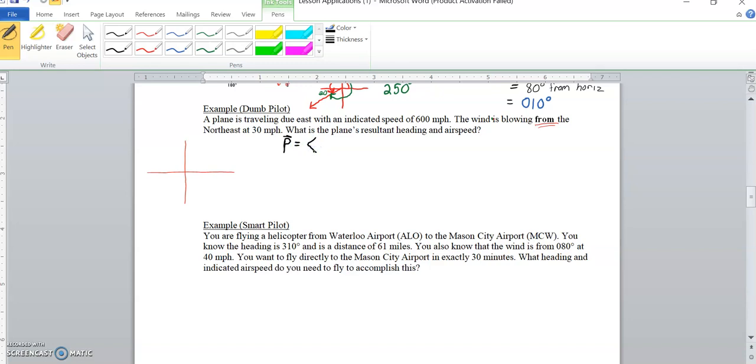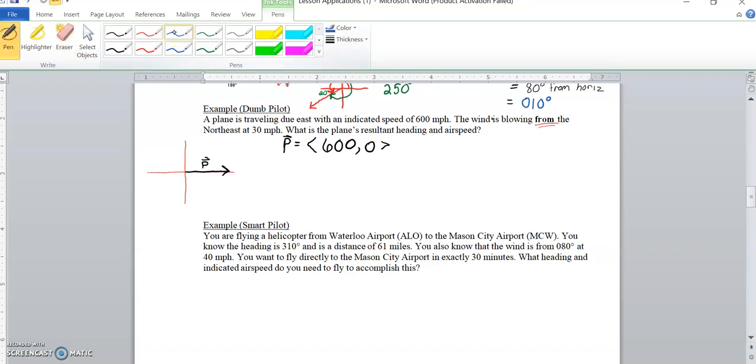So just the plane, not worried about wind, not worried about anything else. It has a due east, so that is directly east vector. That is P, and it is 600 to the right, so 600 positive, 0 in the y direction. It's not heading north or south in any capacity. Then we have our wind.